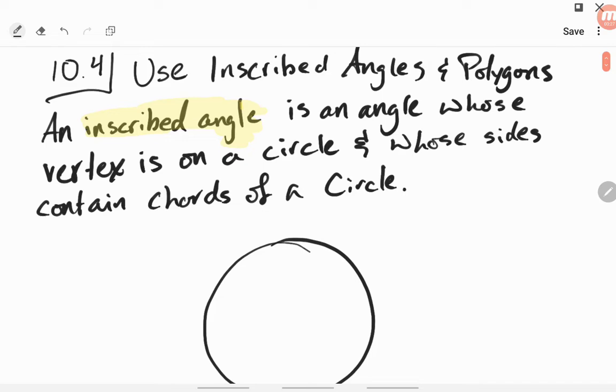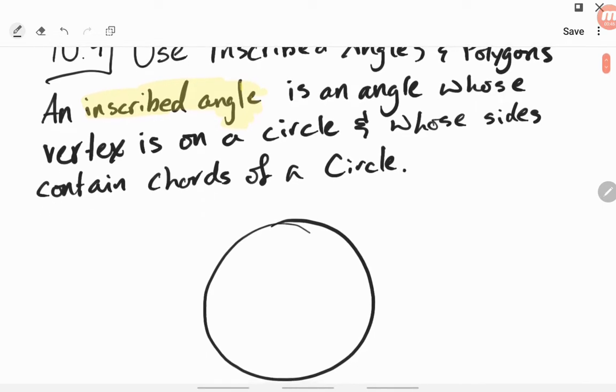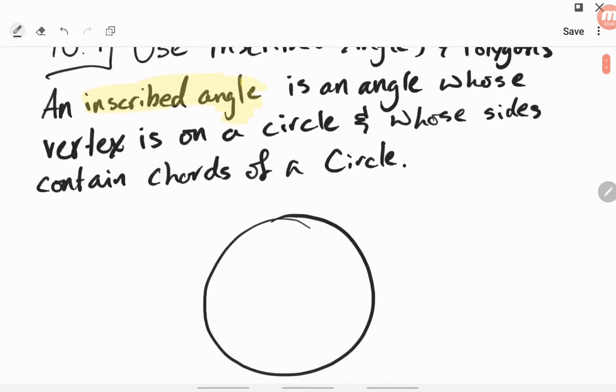Now, when I say inscribed, all I'm referring to is something that is put inside of a circle, right? So if something is inscribed, then all its vertices are going to be on the edge of a circle. If something is circumscribed, then it goes around the circle, okay? So an inscribed angle, right? This is our first key vocabulary term. An inscribed angle.